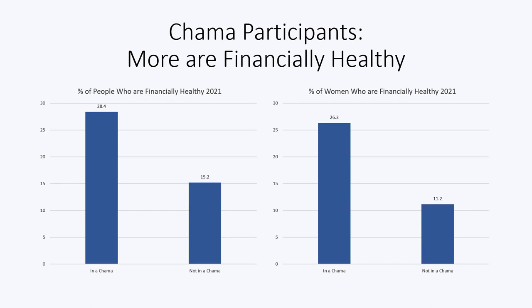Even more strikingly, to the point of the potential importance of group models, is the relationship between chama participation and financial health. Now, we don't have a true econometric analysis here. We don't have causality established, but nevertheless, it is striking that the people who are in a chama are much more likely to be financially healthy than people who are not in a chama. And that's particularly true for women.